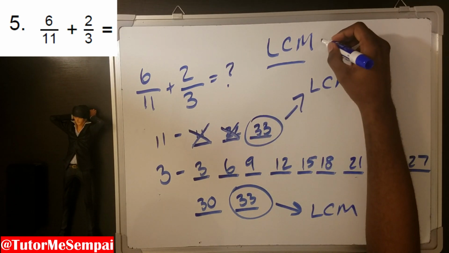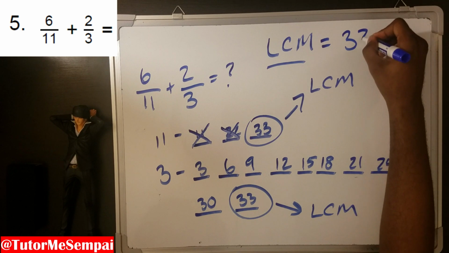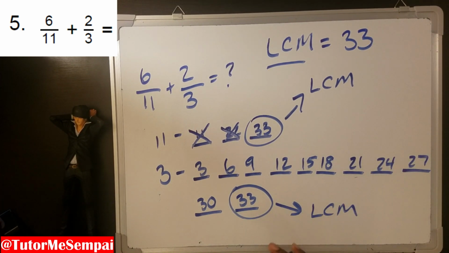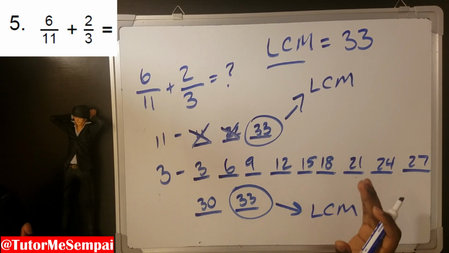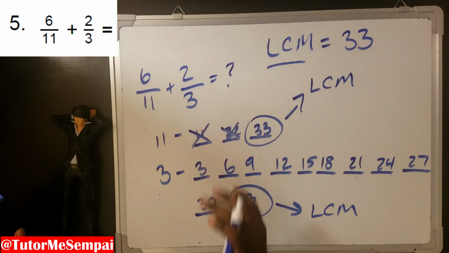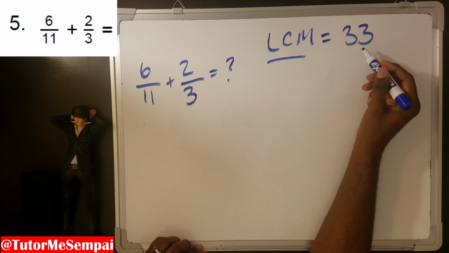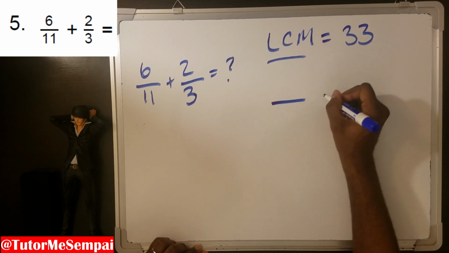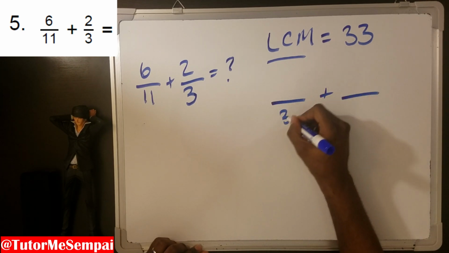So now that we have the least common multiple, and we know it's 33, let's clear off the board a little bit to give us a little bit more space to work with, and I'll show you how this least common multiple is going to play a role in our question. So now that we have 33 as our least common multiple, that's going to tell us that we want to have two fractions ultimately that look like this.